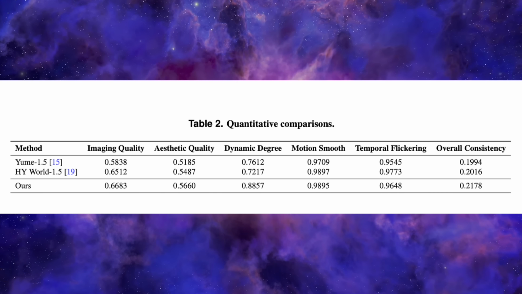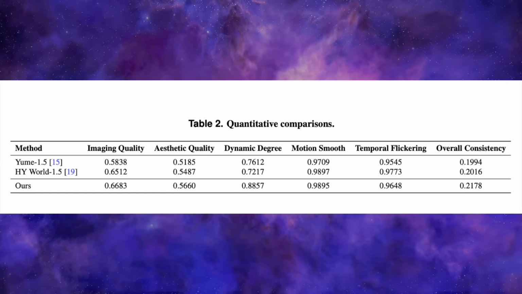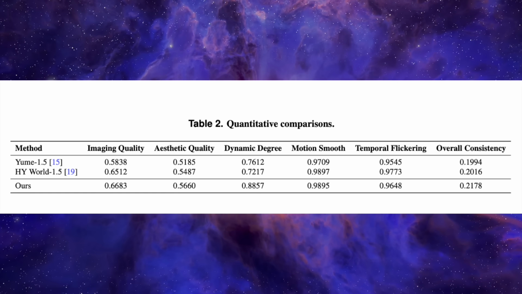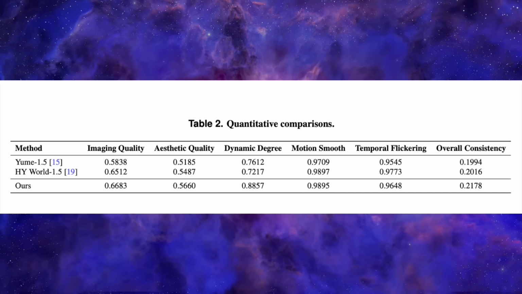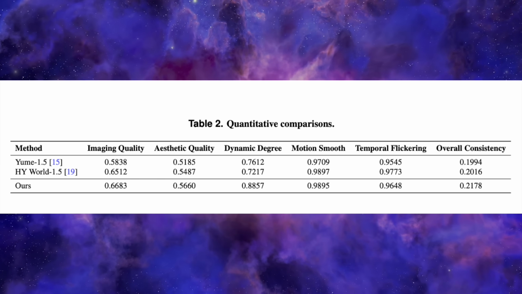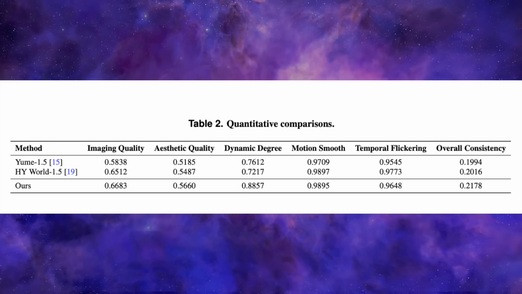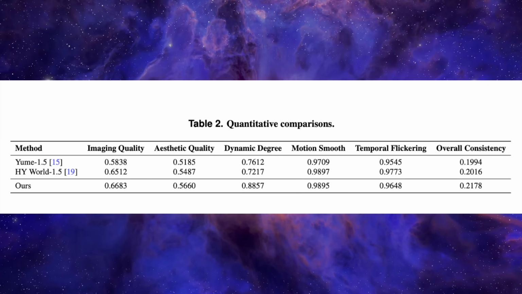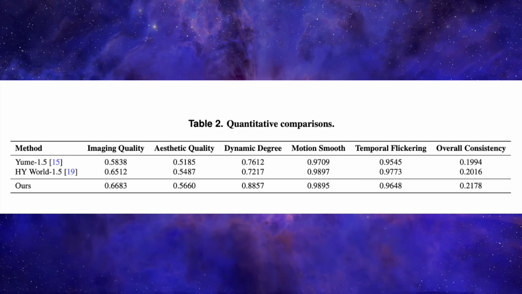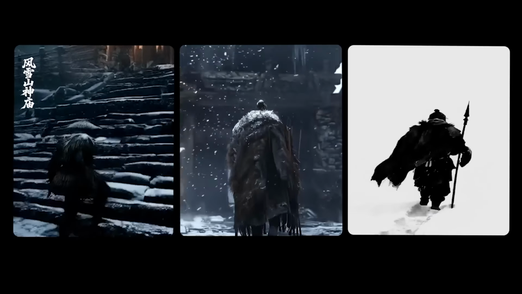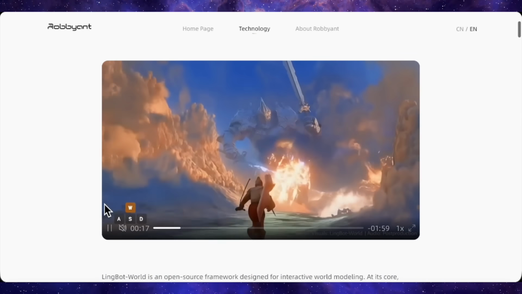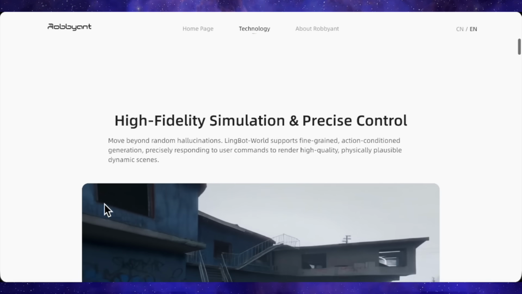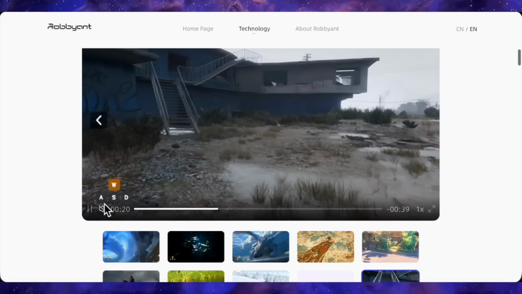It also beats both of them on imaging quality at 0.67 and aesthetic quality at 0.57, while keeping motion smoothness rock solid at 0.99. The overall consistency score of 0.22 is also the highest, which matters a ton when you're generating minute-long videos. These aren't just small improvements, this is a genuine leap forward in what world models can do. All right, let me walk you through the examples from their project page because they're absolutely wild.